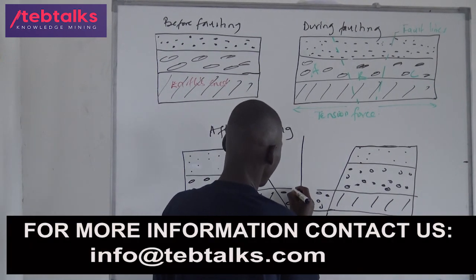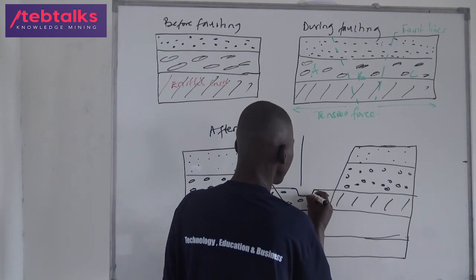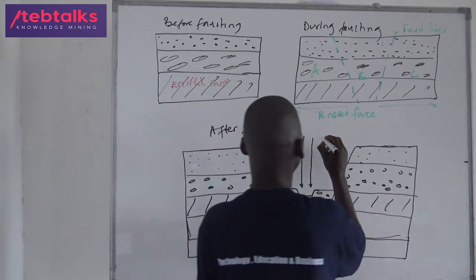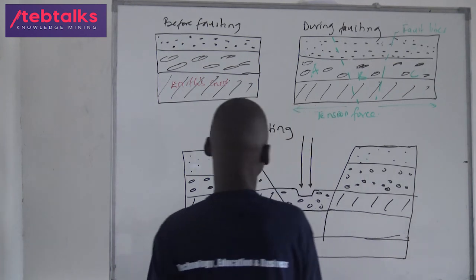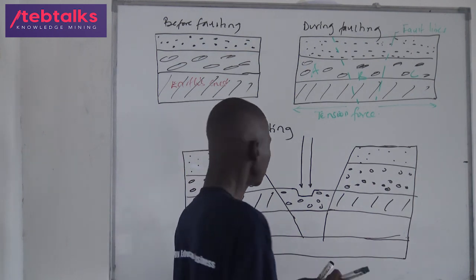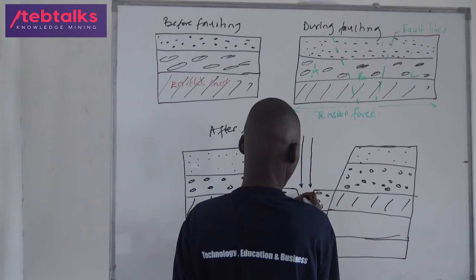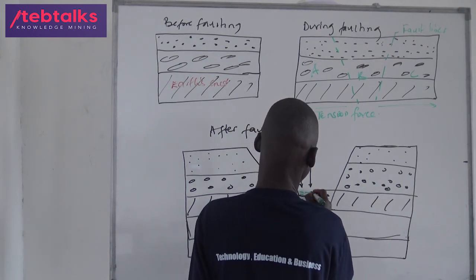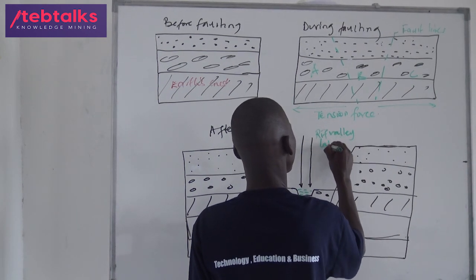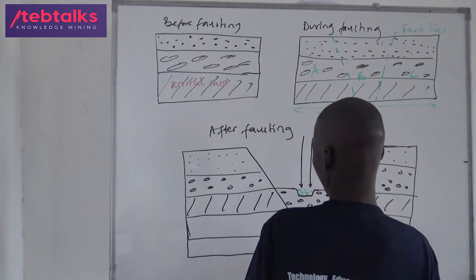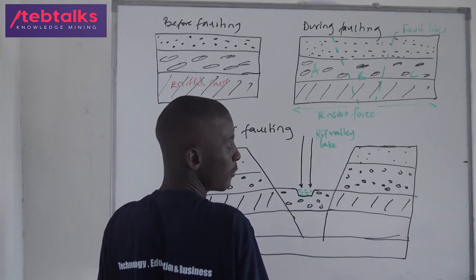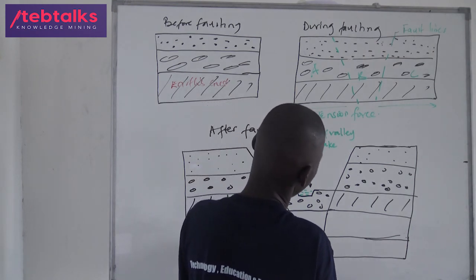Within the Rift Valley, another small valley was created. This depression was later on filled with water to become a Rift Valley lake. So that's where we have our examples of such Rift Valley lakes.